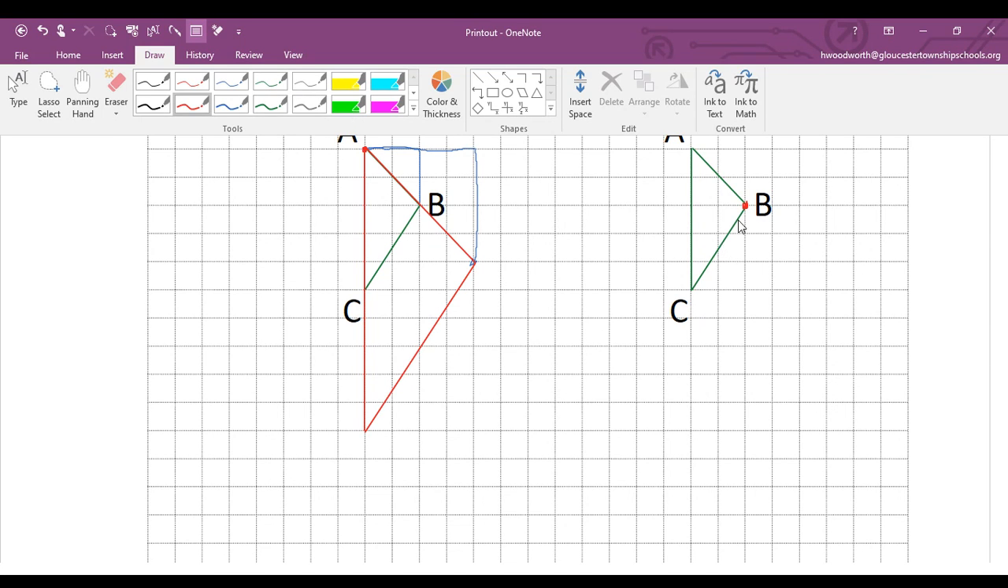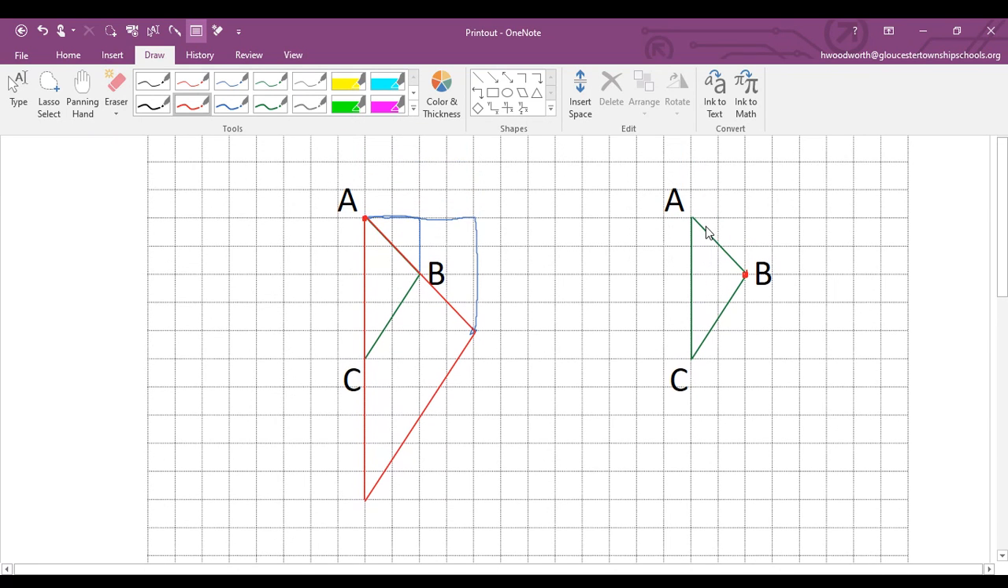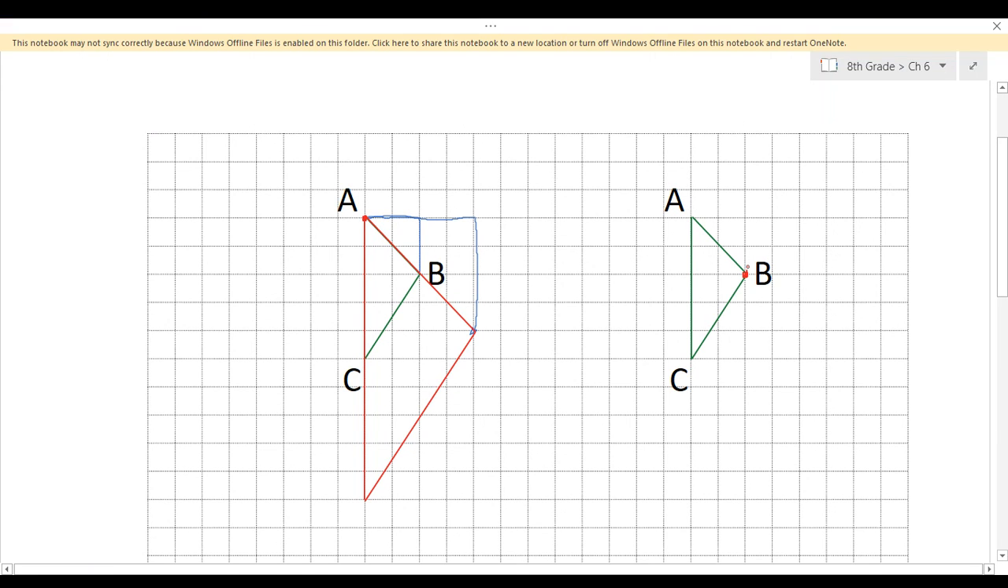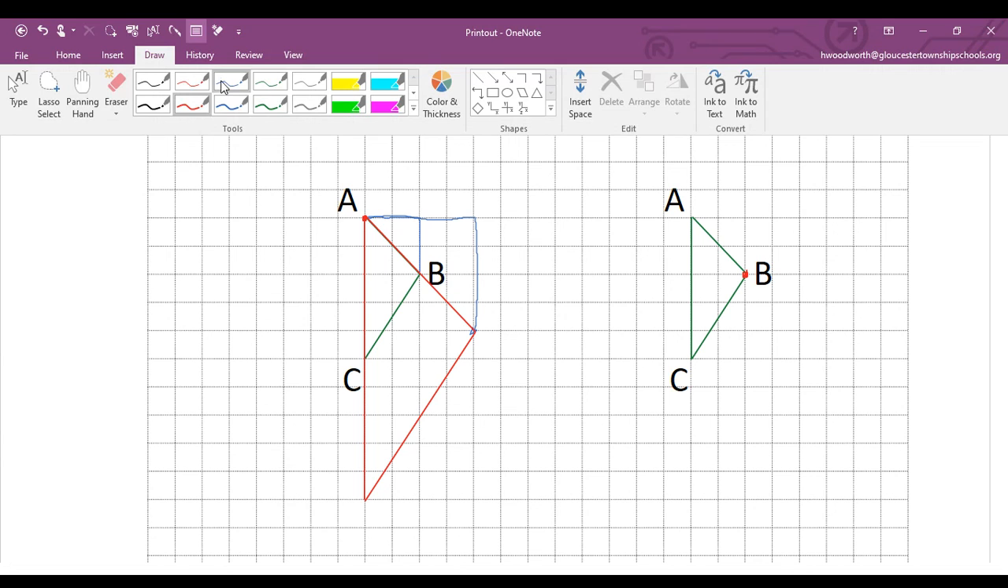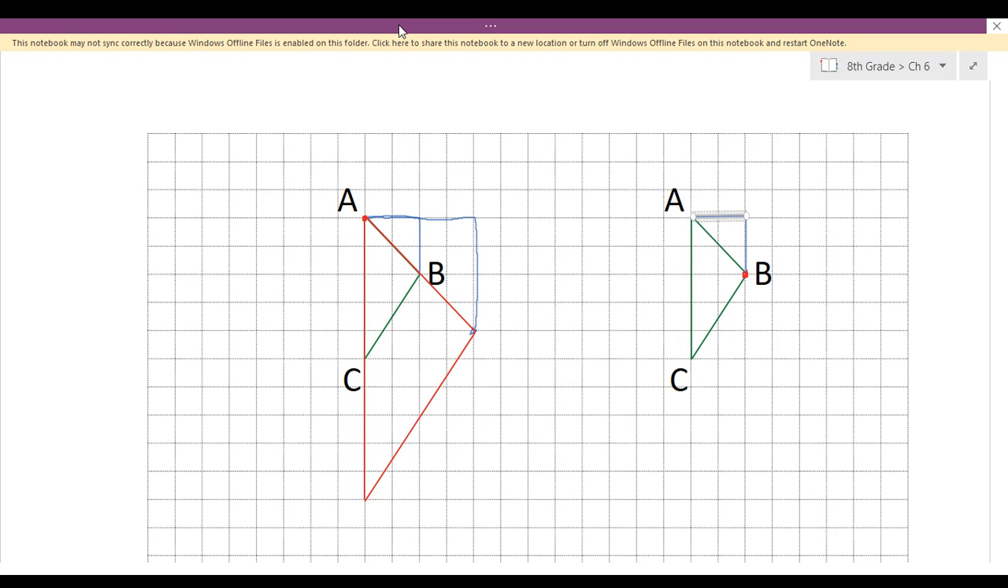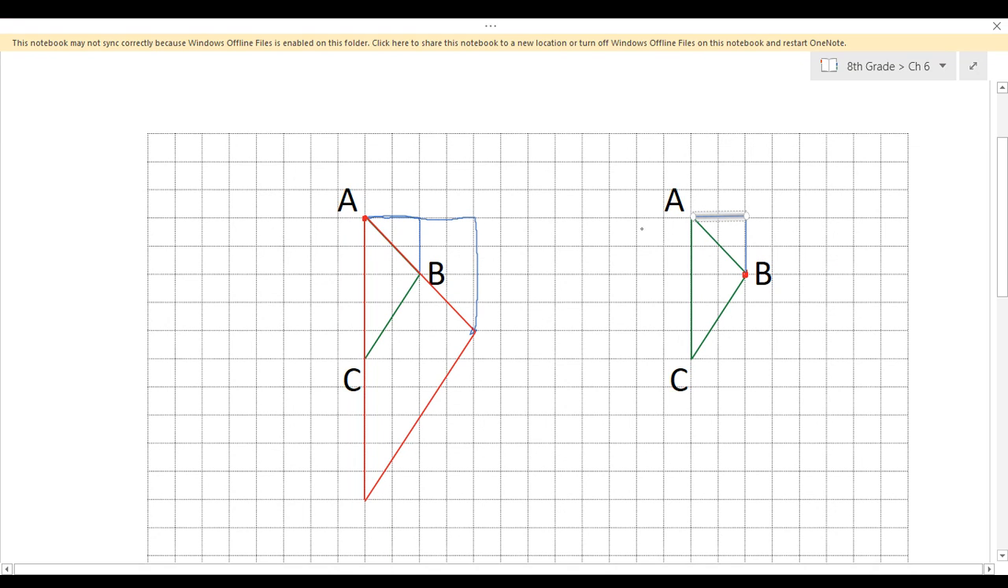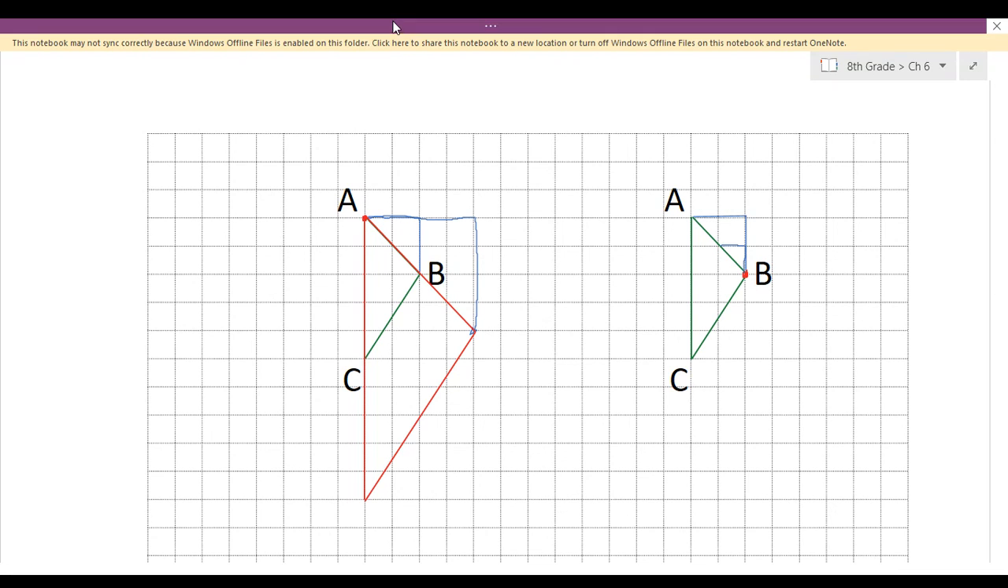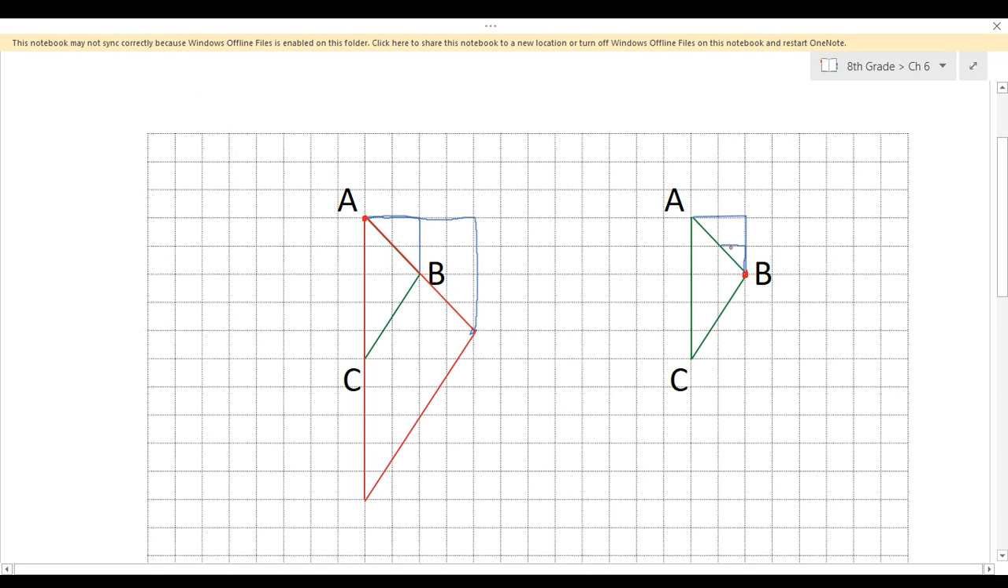Now you can eyeball where it's going to end up if you're used to this, but we're going to do it a little bit more mathematically. Again, we're going to have to find the vertical and horizontal distance away from the center of dilation. So we're going to say, look, A is 2 up and 2 over. If we multiply both those lengths by 1/2, we're going to get 1 up and 1 over. So then A prime is going to end up being right there.